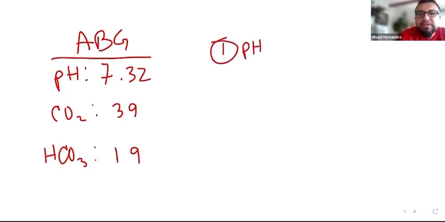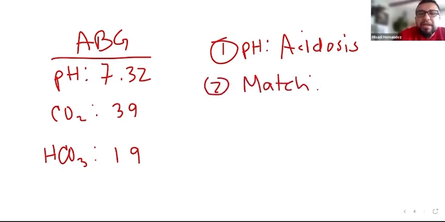What's the pH? Well, we know 7.32 is less than 7.35, so that's acidosis. Then which one of these matches? This is where it gets a little tricky. With the pH at 7.32, it's acidosis. What we're expecting to see is a high CO2 because that would also mean high acid. But right now it's normal. So what's causing this acidic condition? We look at the HCO3. The HCO3 is supposed to be 22 to 26, but right now we don't even have enough.